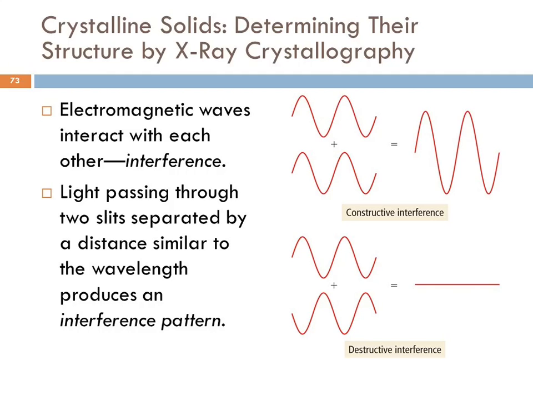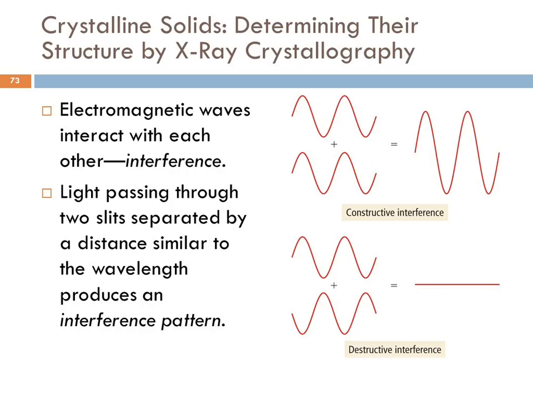So how do we figure out what the structure of these crystalline solids is? We use a technique called X-ray crystallography. So what they do is they use electromagnetic waves, which we have studied, haven't we? Electromagnetic waves, and these can interfere with each other, and they can cause constructive interference or destructive interference.